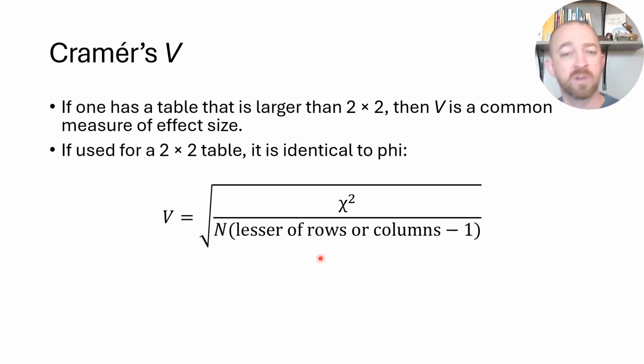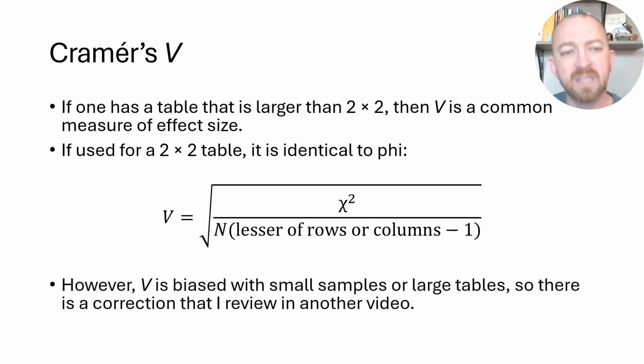So in other words, if we had a 2 by 3 table, we would take the lesser of the rows or columns, and if it's 2 by 3, then we have two rows and 3 columns. So we take the lesser of that. 2 is less than 3, so of course that would be 2 minus 1, which is of course 1 times n, and so now we have what is essentially phi. It's exactly the same thing. However, if you've got a 3 by 4 table, of course, then this would be 3 minus 1 and 2 times n, and so on, okay?